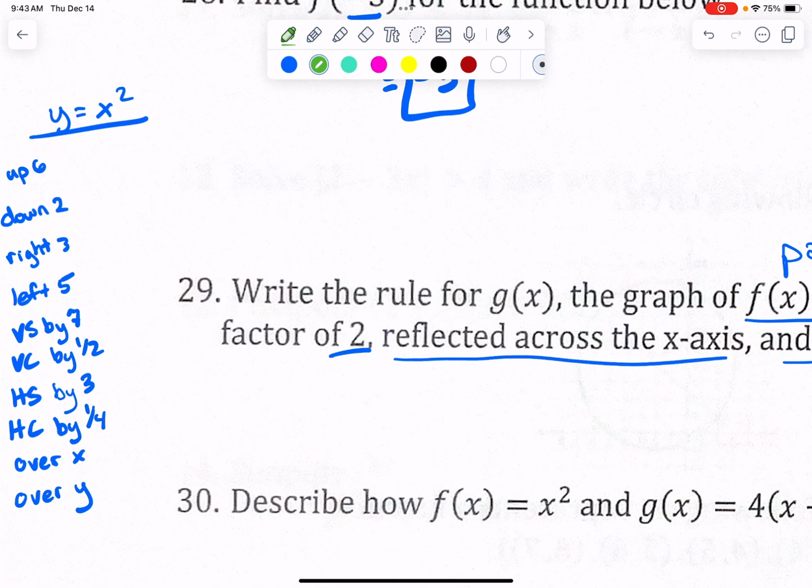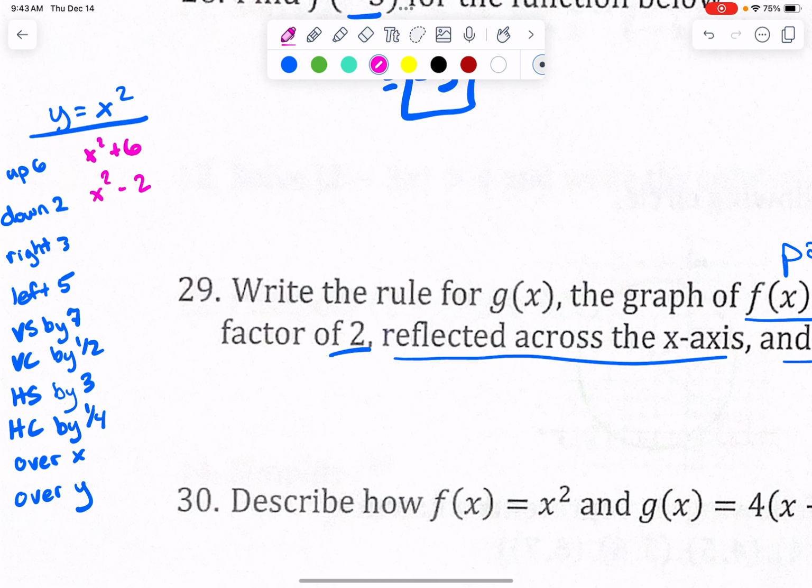Okay. All right, so x squared. If I'm moving him up 6 units, that'll just be x squared plus 6. Down 2 would be x squared minus 2. To the right 3, everything is underneath of the square, and right actually means minus. To the left actually means plus, so this would be x plus 5 squared. So if you want to put a little note over here: opposite sign, right is minus, left is plus.